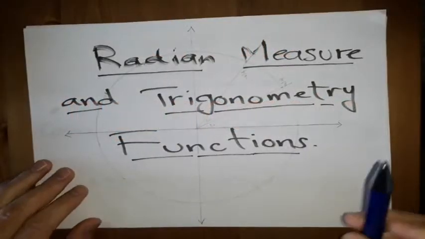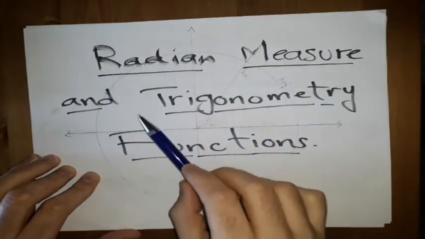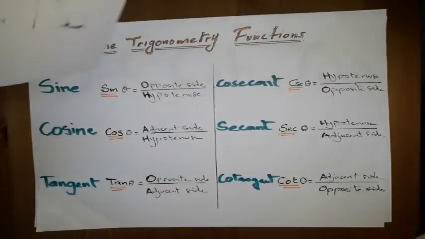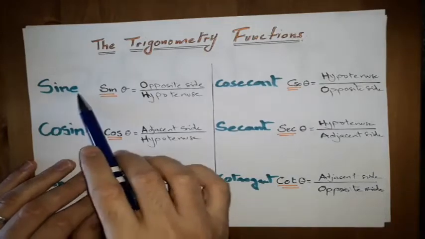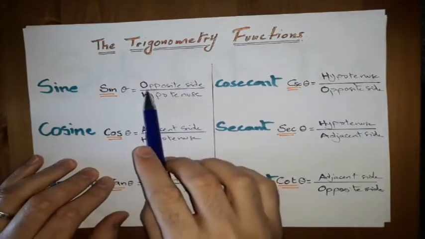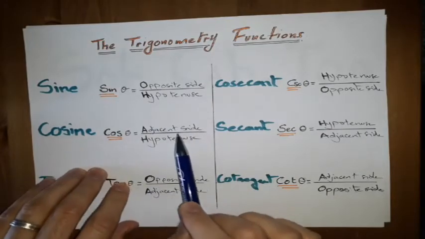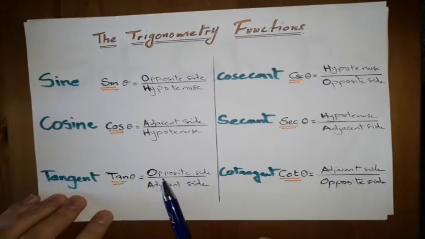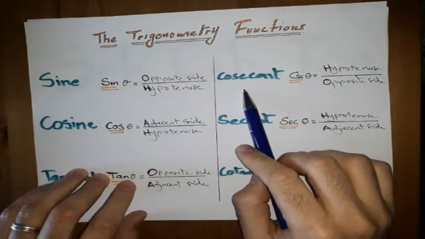Hello everyone. In the last video we talked about radian measure. So today we continue with trigonometry functions. In trigonometry there are six trigonometry ratios. We have sine of theta, which equals opposite side over hypotenuse. Cosine of theta is adjacent side over hypotenuse. Tangent of theta is opposite side over adjacent side. And those are the reciprocal functions.